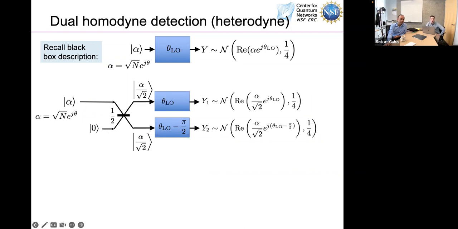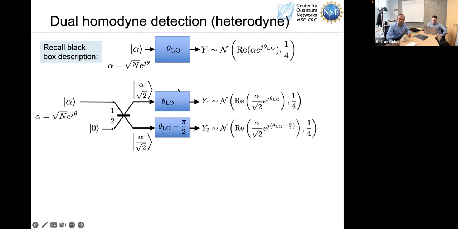So alpha gets split into alpha over square root of 2 and another copy of alpha over square root of 2. And you just do 2 homodyne detections on these 2 copies, but with a phase theta LO set to 0 or set to pi by 2. So what happens is that for the complex number alpha, you measure both the real and the imaginary component.